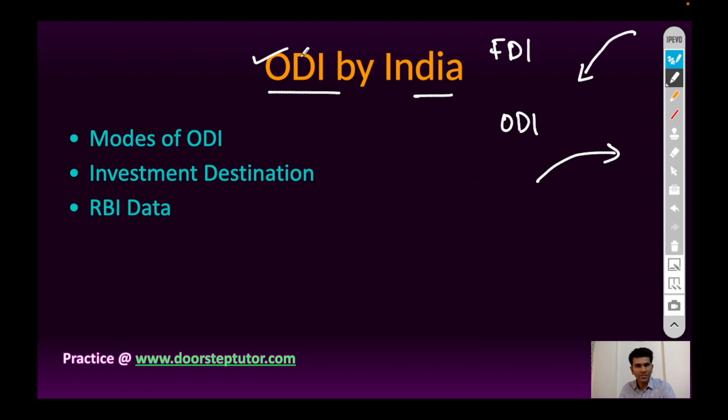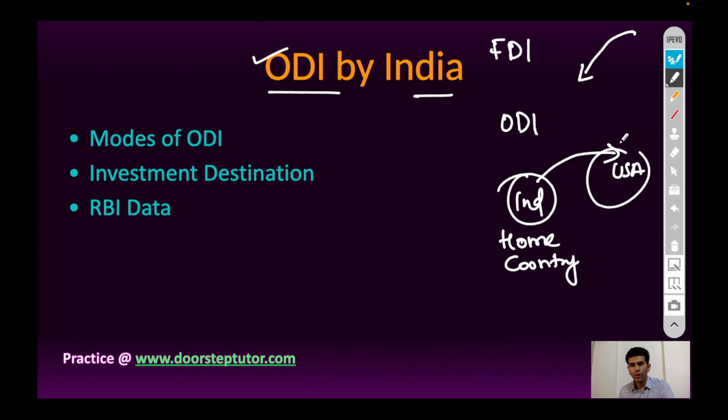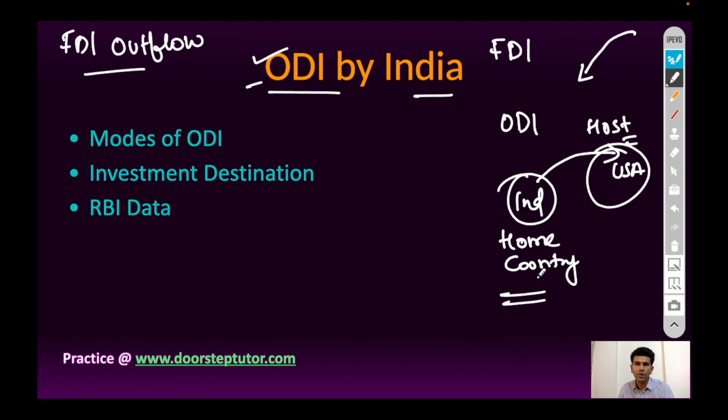So ODI means overseas direct investment, wherein home country India establishes or sets up its business in a foreign market. So it is called host country. So overseas direct investment is also called FDI outflow or FDI outbound. Major mode of FDI is by way of joint venture or wholly owned subsidiary. And major Indian businesses who have set up their business in foreign markets are IT based companies such as TCS, Wipro, etc. So modes of ODI are by way of joint venture and wholly owned subsidiary.